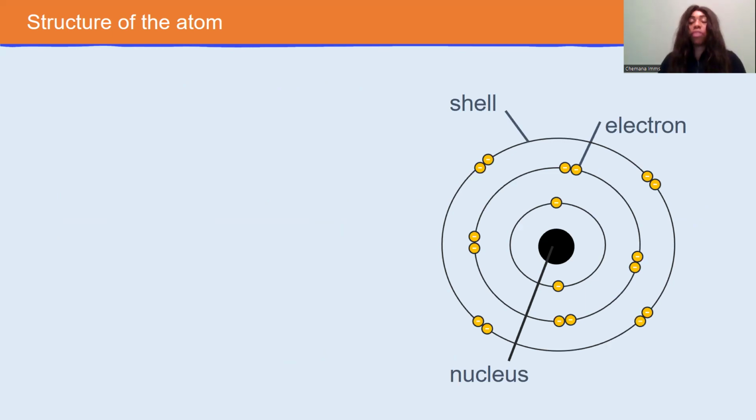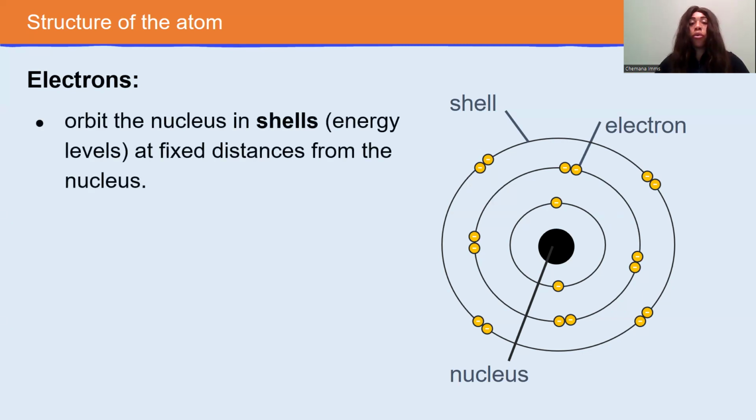Okay, so now what we're going to do is we're going to explore the next subatomic particle, and that is our electrons. So electrons, they orbit the nucleus in shells. Now, as you can see, around our nucleus, which is at the center of an atom, we have these sort of rings that circle an atom or circle the nucleus. Now, we refer to these as shells, okay? Now, you may hear of them being referred to as energy levels or fixed distances from the nucleus, okay? So different energy levels or shells.